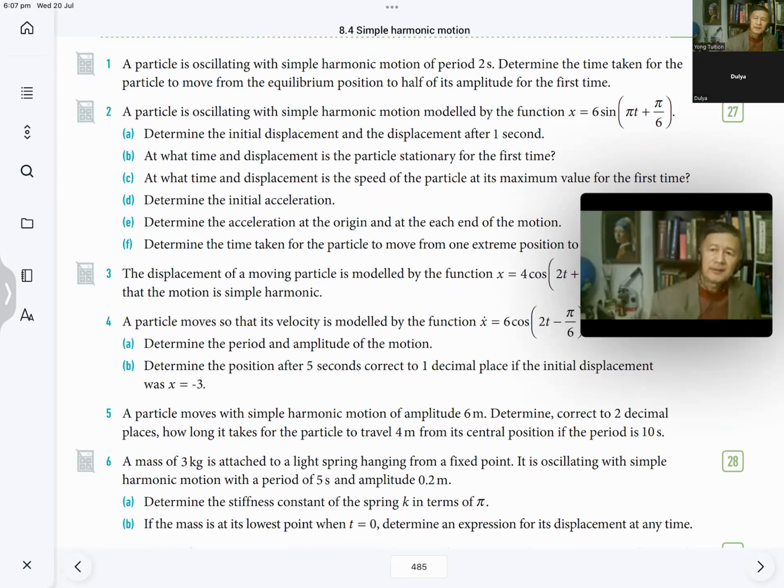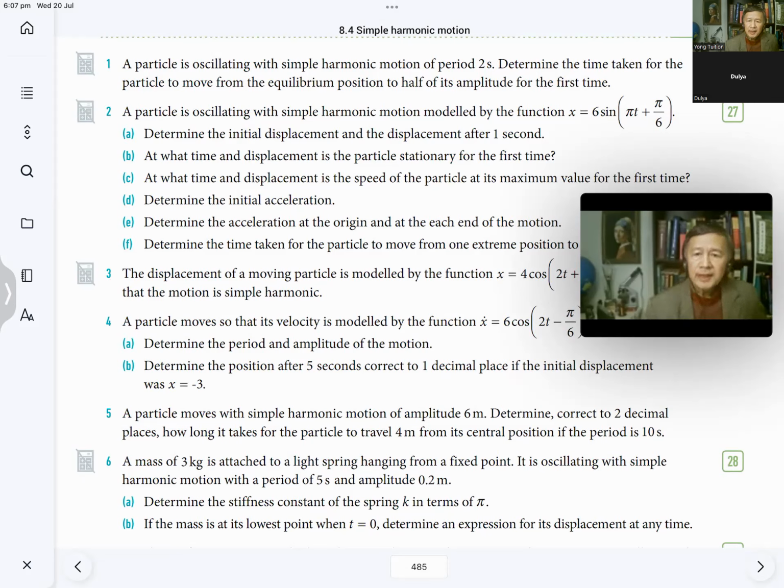Given this position at any time, can you answer each of these questions A to F? How do we determine the initial displacement? You substitute 0 for t. Yes, that's correct. How do we determine the displacement after 1 second? T equals 1. Yes, as simple as that. How about B? Do you have to take the derivative of it and then figure out 0?